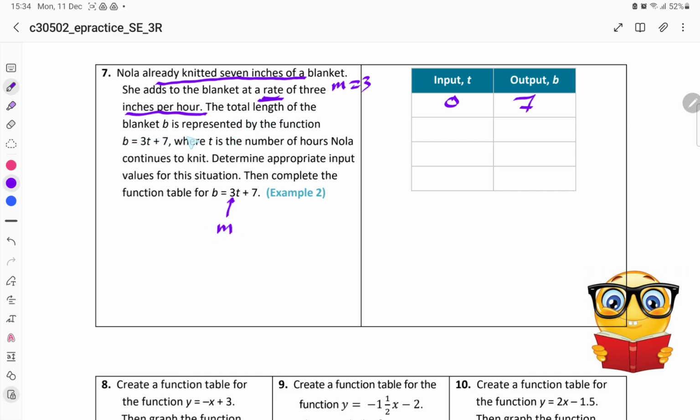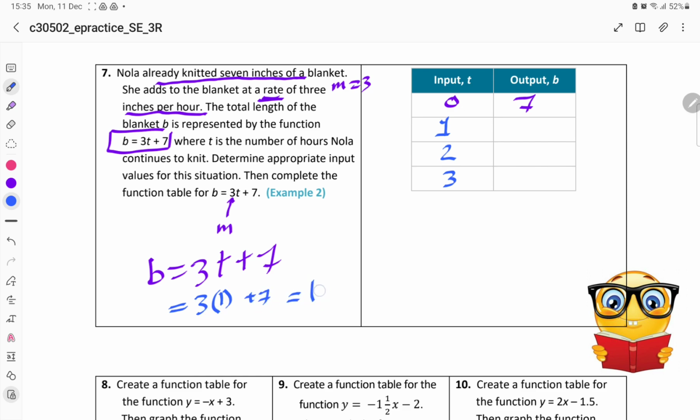The total length of the blanket B is represented by the function B equals 3t plus 7. Multiply. 3 times 0 is 0, plus 7 is 7. When the time or the number of hours increases by 1, so t is 1, 2 hours, 3 hours, we just suppose these numbers. So B equals 3 times 1 plus 7. 3 times 1 is 3, plus 7 is 10.